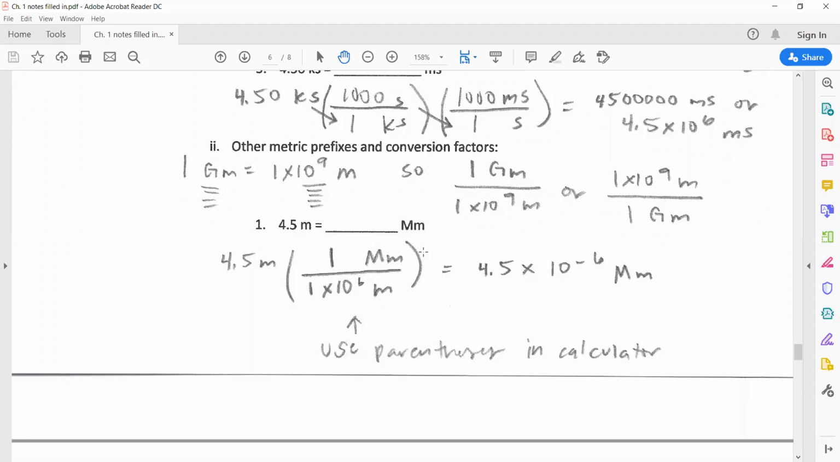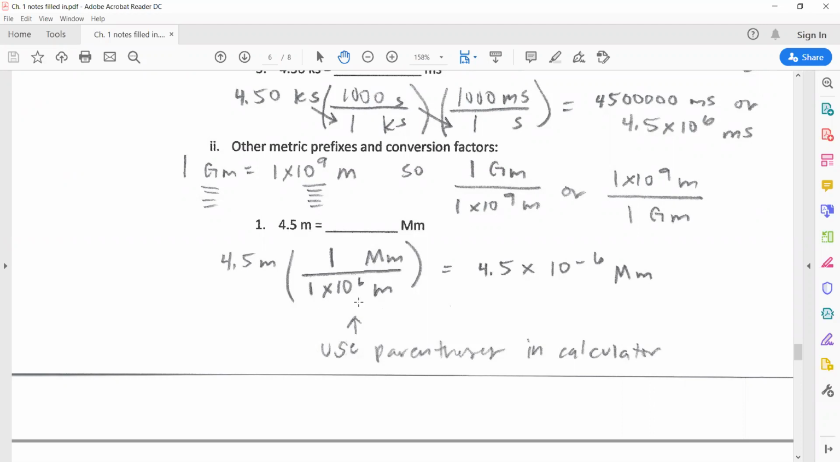We go back to our table and we see, what does that big capital M stand for? Well, it stands for 10 to the 6th. So 1 megameter is the same thing as saying 1 times 10 to the 6 meters. When you divide by scientific notation, you have to use parentheses in the bottom. So what I mean by this is, in your calculator, make sure 1 times 10 to the 6th, or 10 to the 9th, is put in parentheses.